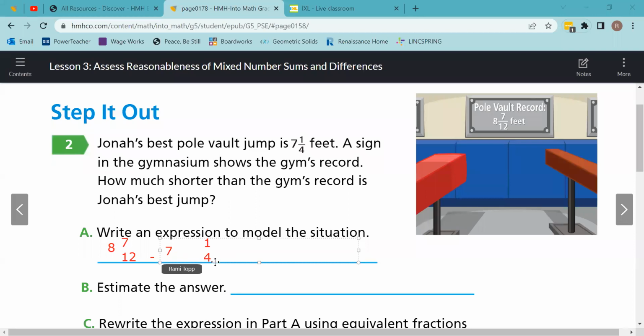You know that this is like the golden rule of virtual learning. Your stuff will be so much neater than mine. And that should be not on the line. Okay, so 8 7/12 minus 7 1/4.